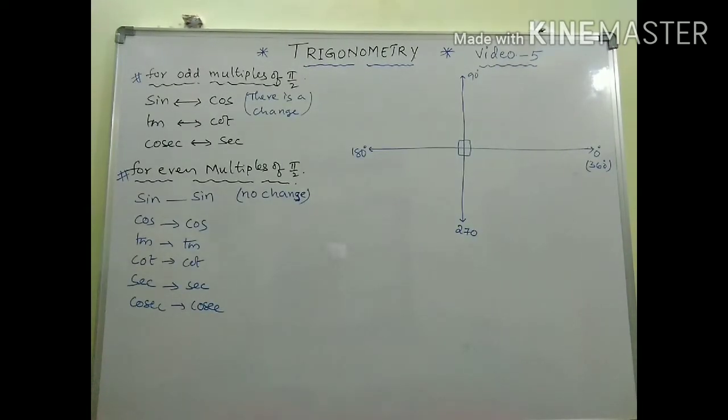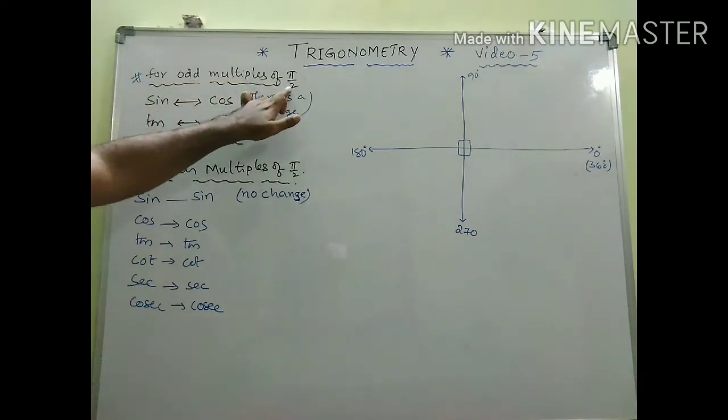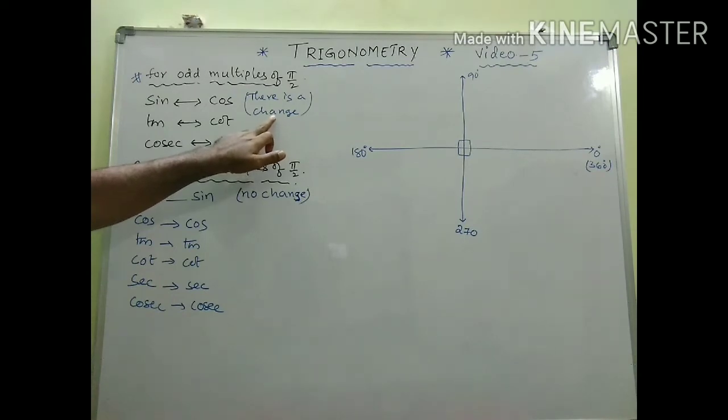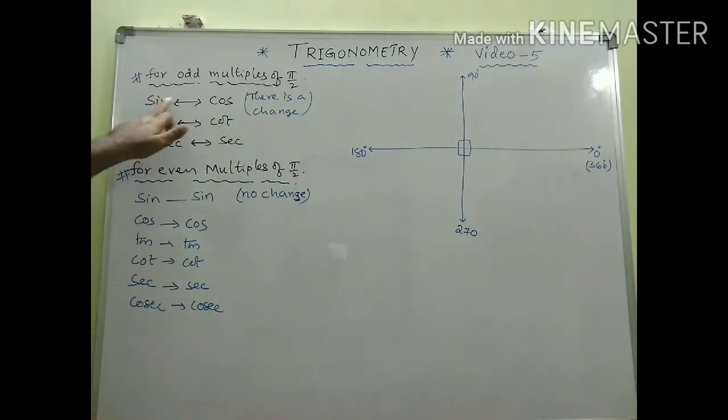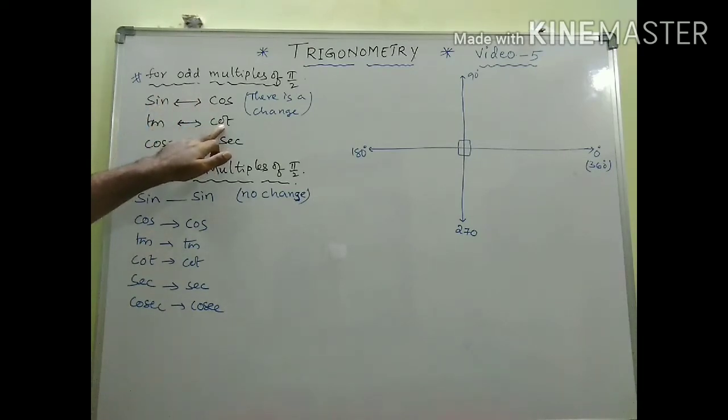So my dear, here is the shortcut to remember all the formulas at a glance. So till now, whatever we discussed, without any confusion, just give your concentration for only 5 minutes so that you can understand very clearly. First thing you need to remember: for odd multiples of pi by 2, there is a change in the trigonometric ratio. That is, sine changes into cos, cos changes into sine, tan changes into cot, cot changes into tan, cosecant changes into secant and secant changes into cosecant.